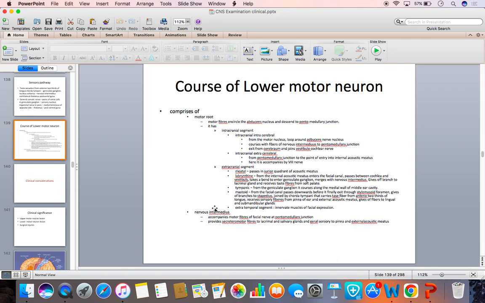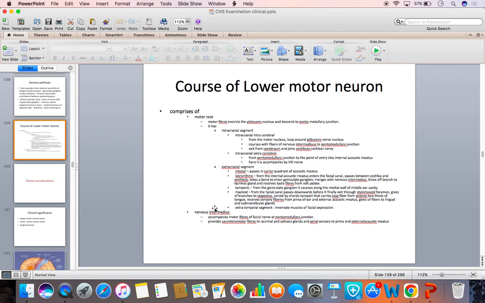Then comes the extracranial segment, from the point of its entry into the internal auditory meatus to its termination from the stylomastoid foramen to supply the muscles of the face. So that is the extracranial segment. The extracranial segment has a long course through the temporal bone.